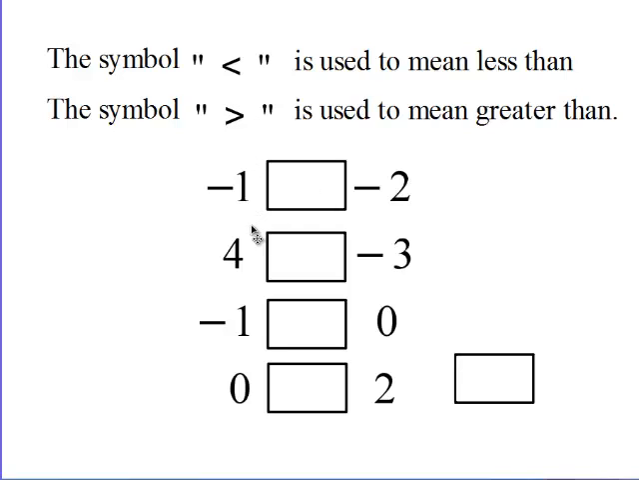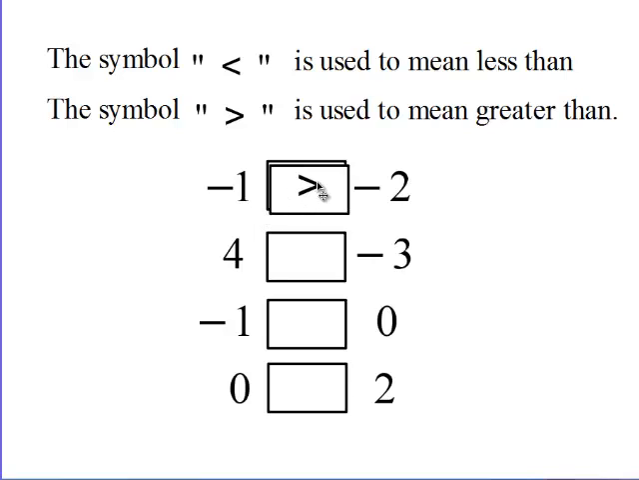So let's try to compare these numbers. The first one, we have -1 and -2. So which one is the bigger number? Since they are negative numbers, then 1 is the bigger number. So we use this to show that -1 is greater than -2. And always note that the symbol should face the bigger number.